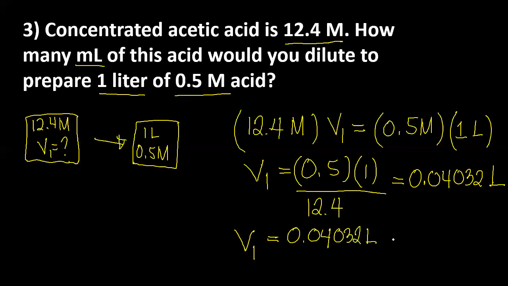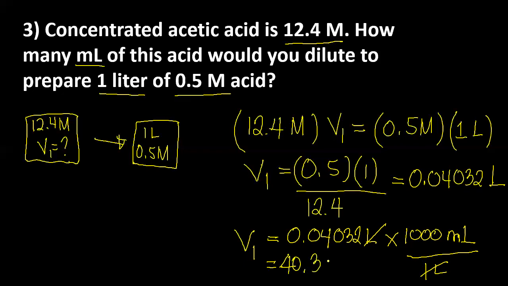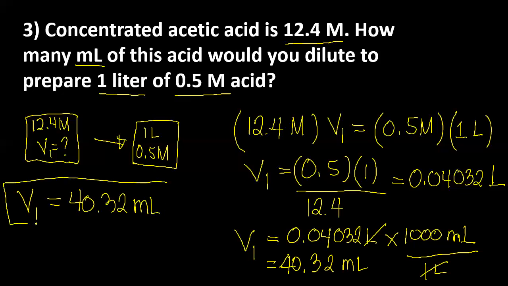Okay? So 0.04032 liters. Alam naman natin na there is 1,000 milliliters for every liter. Okay? So cancel out yung liters natin. So therefore, V1 is equal to times 1,000. That is equal to 40.32 ml. Okay, so 40.32 ml. So therefore, V1 is equal to 40.32 ml. There you have it.